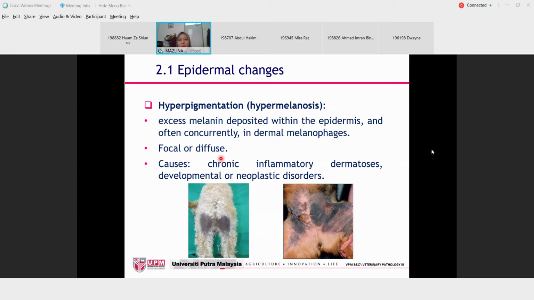Causes of hyperpigmentation can be due to chronic inflammatory dermatosis, developmental or neoplastic disorder. Neoplastic disorder means, for example, melanoma. So I hope you can appreciate these images, which show dogs with hyperpigmentation. On the left side, the dog has hyperpigmentation of the backside, around the perineum area, and here at the inguinal area, and also the thigh.